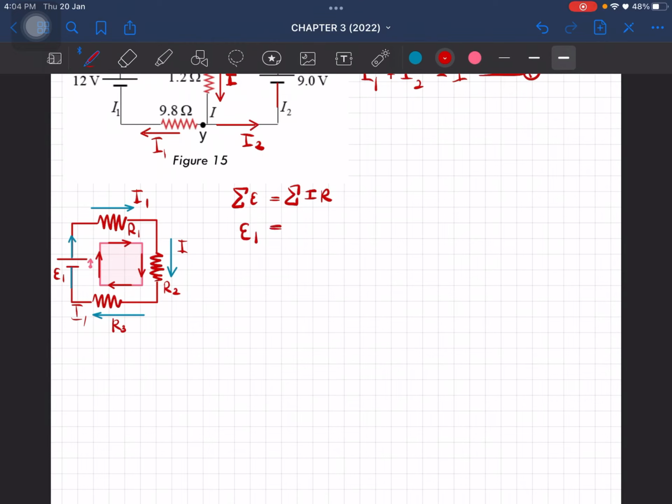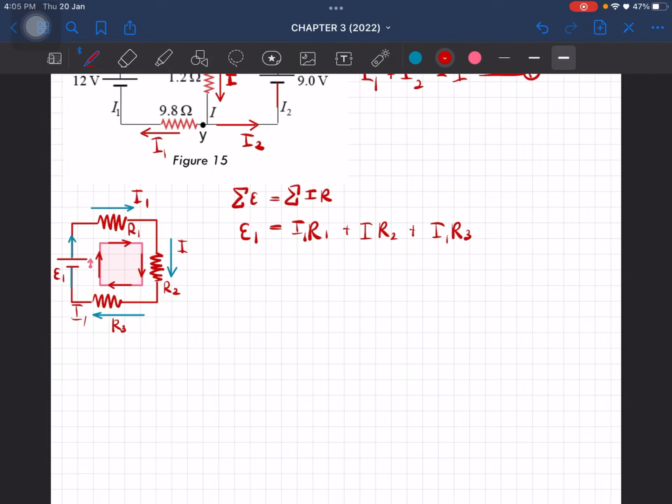Then it is equal to I1, here is following the direction, so it will be positive. And then let's look at this one. The direction of the loop and the direction of the current is similar, so it will also be positive. Plus again, the loop direction and the direction of current are similar, so it is positive.